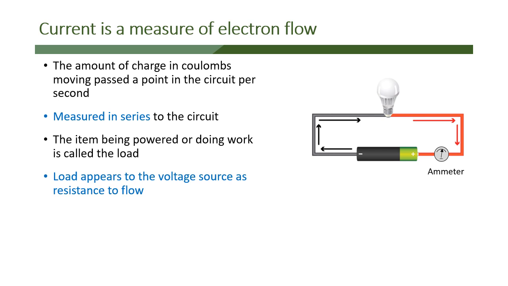The item being powered or doing the work is called the load, which in this case is an LED light bulb. The load appears to the voltage source as a resistance to flow. Everything has some sort of innate resistance except for superconductors. Even a light bulb fully on has some level of resistance. Again, the way we measure with an ammeter is in series with the circuit. You have to break the circuit and put the meter in to complete the circuit so the current flows through it.